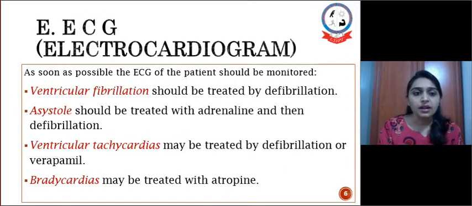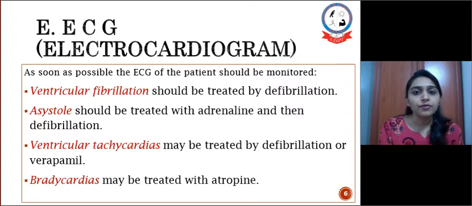Next is E, that is ECG. We need to monitor the patient so that we can get to know the exact condition of the heart and the electrical activity of the heart that is going on. In that way we can know the condition of the heart and we can give proper medical treatment.